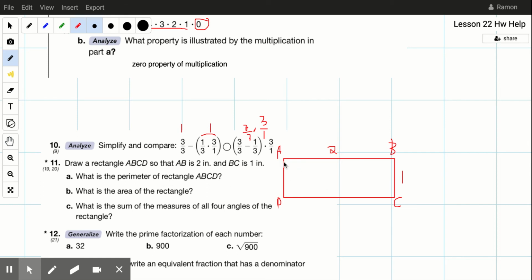What is the perimeter of rectangle ABCD? So we just add up all 4 sides. The area, we multiply the length times the width. The sum of the measures of all 4 angles: in a rectangle, they're all 90-degree angles. So you would just add them all up.